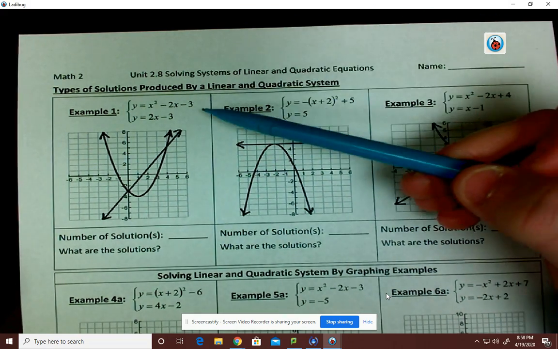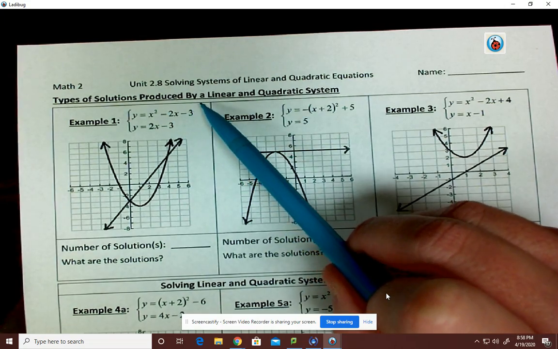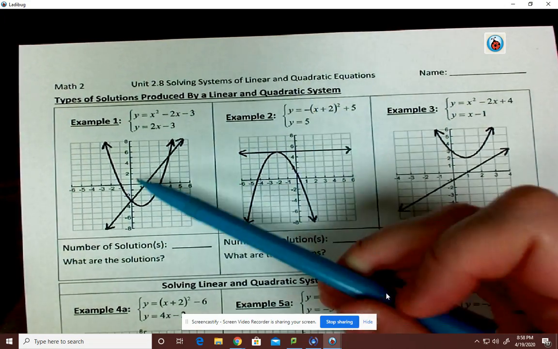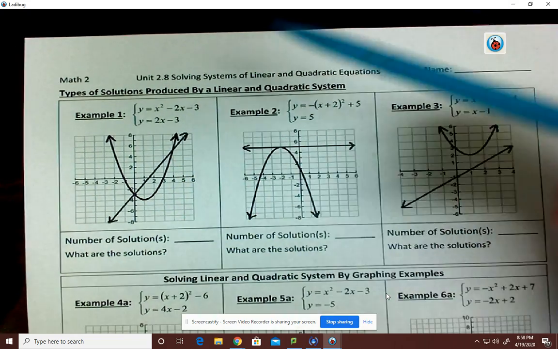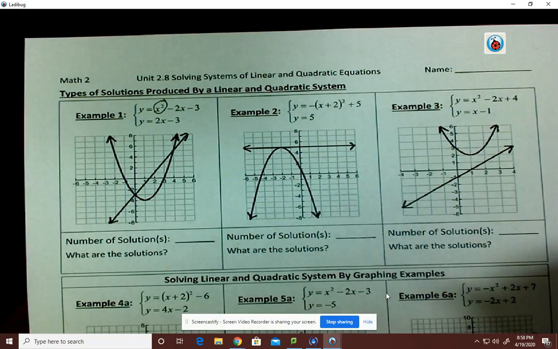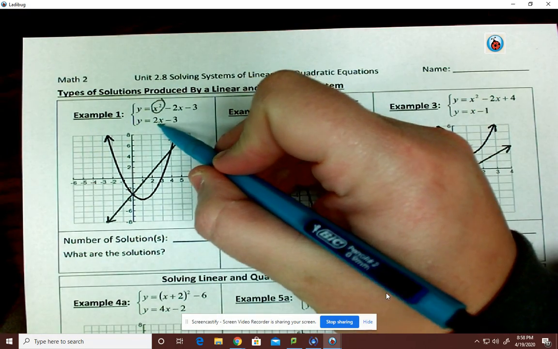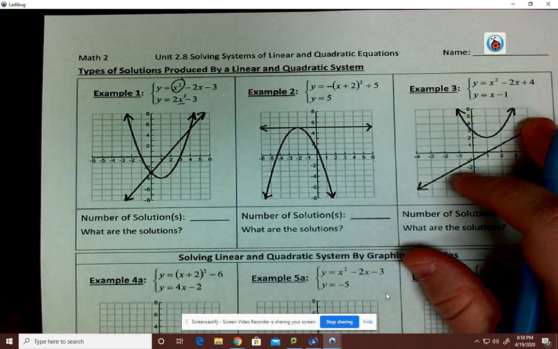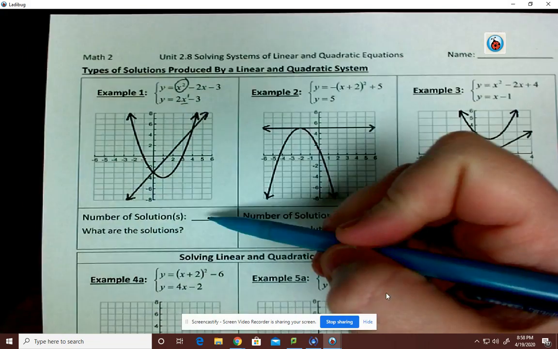If I look at these examples, it says types of solutions produced by a linear and quadratic system. These are both already graphed. This one is quadratic. We know it's quadratic because it has the x squared. Linear just has an x, with an exponent of 1, so that's linear. Those are our lines, what we've been graphing and what we're going to continue to graph. Now I'll show you some examples, but these are already graphed for us. And so it says number of solutions.